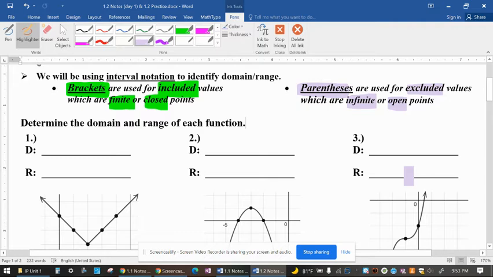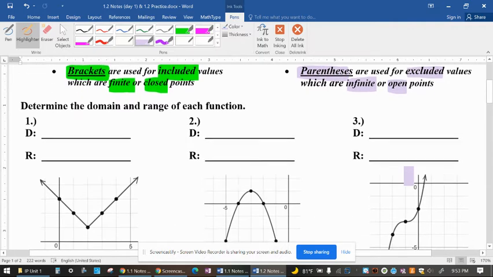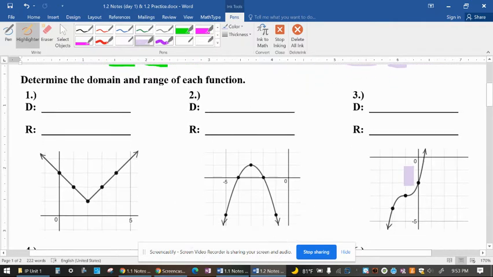Okay, determine the domain and range of each function. All right, if you look at number 1, that is an absolute value function. To find the domain first, we're going to go ahead and remind ourselves that x is asking you for the domain values. X is the domain. So if you look at the x-axis, the positives are on the right, the negatives are on the left.